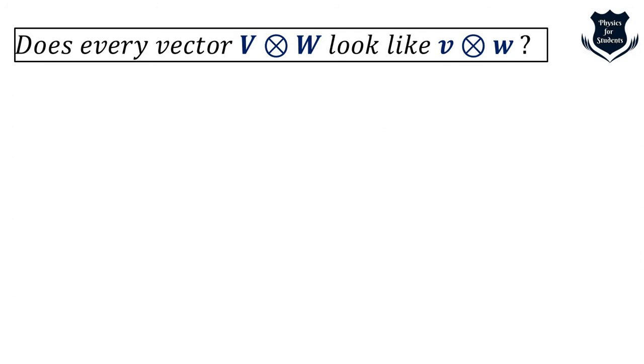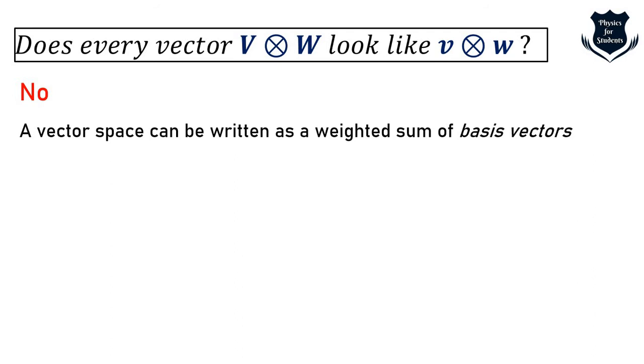Now the next question is: does every vector in v tensor w look like small v tensor small w? The answer is a definitive no. Now we will look into why it is not. I mean to say that a vector in a vector space can be written as a weighted sum of basis vectors, which are like building blocks.